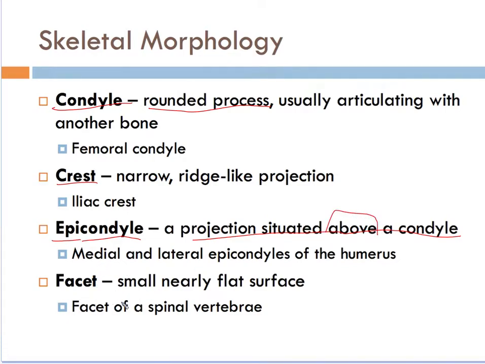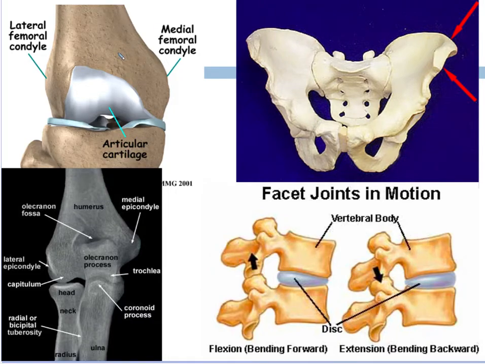And then a facet is a small, nearly flat surface. This allows for articulation. The easiest place to see this is in your ribs, where your ribs and your vertebrae come together. And so here's a picture of each of them. So this is your femur. This is a condyle of the femur, so you see the bulb, the rounded portion.